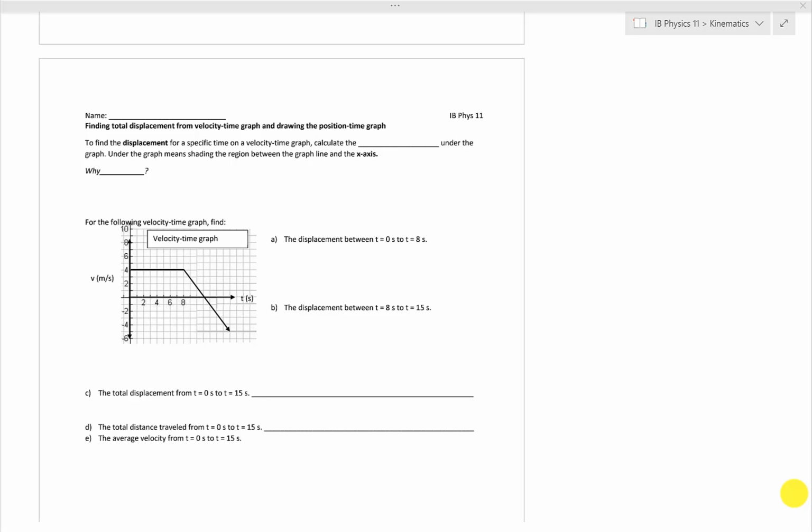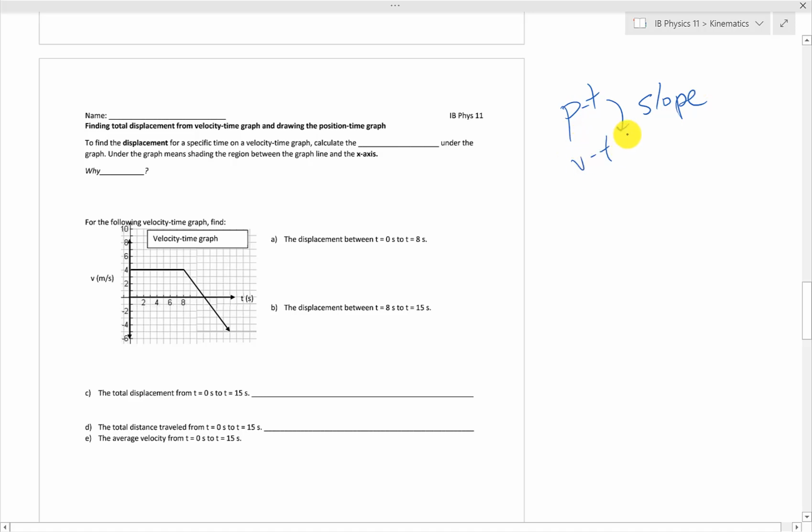In this video, we are going to further analyze a velocity time graph. So far, you know that when you grab the slope from a position time graph, you obtain the velocity. If you find the slope on a velocity time graph, you get the acceleration. Now, what if we want to find the displacement instead, or the change in position, from a velocity time graph? What do we do?